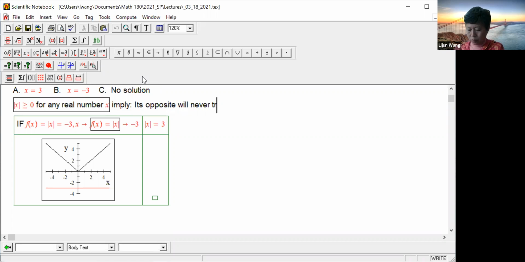Will never be true. So how many cases are there in the category of its opposite? Think about it. One true statement implies what? It implies that the opposite of this true statement will not be true. So can you give me a couple examples of its opposite, that in the category of its opposite? You follow me?